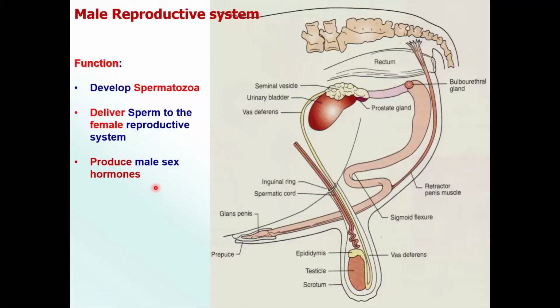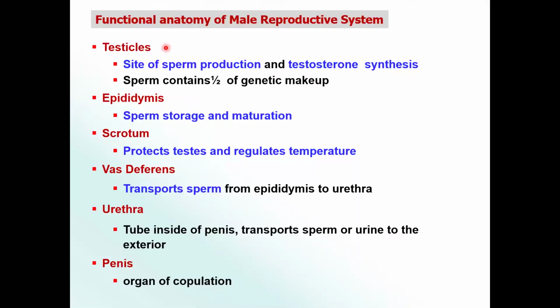Let's briefly describe the functional anatomy of the male reproductive system and start with the testicles. The testicles' function is to produce the sperm, so it is the site of sperm production and the testosterone synthesis. Remember, the sperms contain half number of chromosomes, so half number of genetic makeup, and the other part is the epididymis. This is the storage site for the sperm, and it provides the appropriate environment for their maturation.